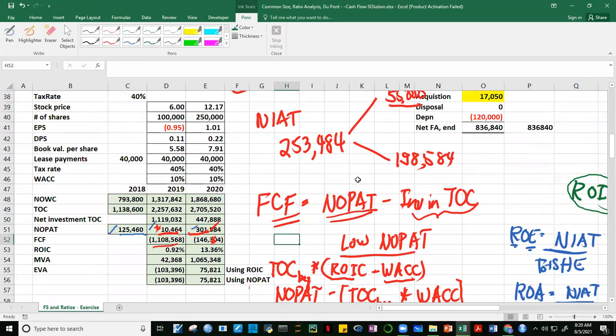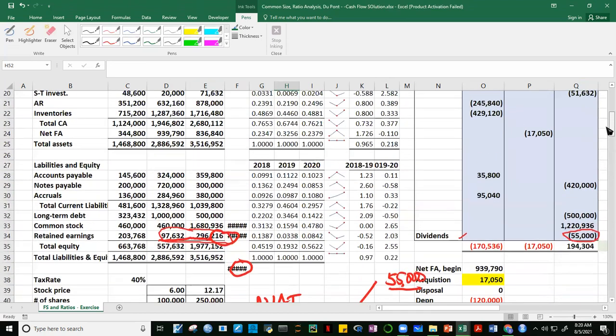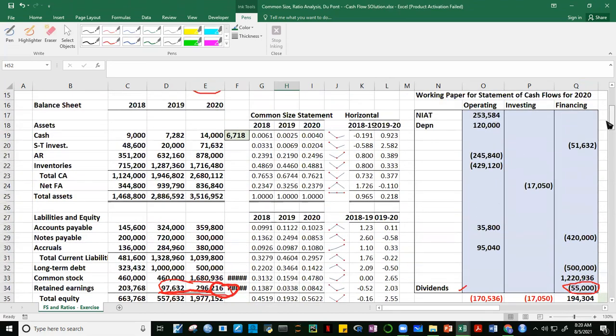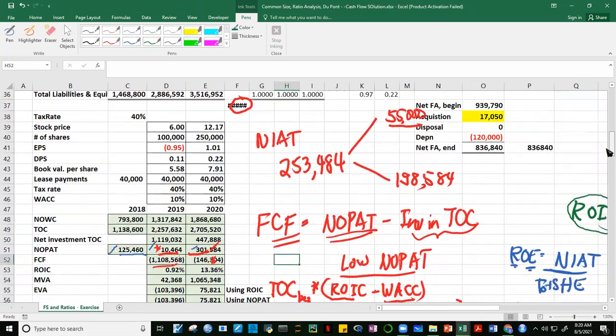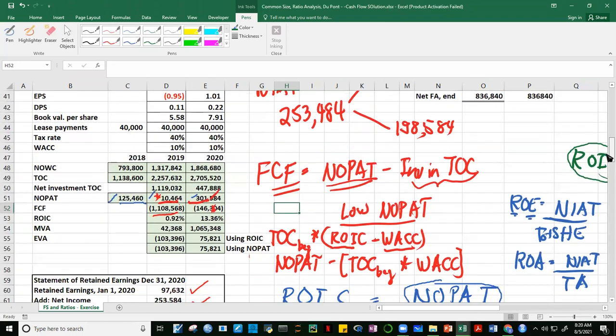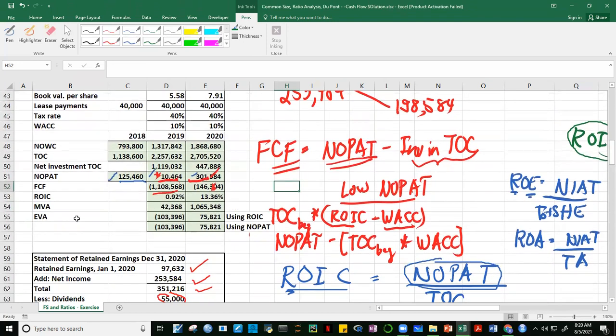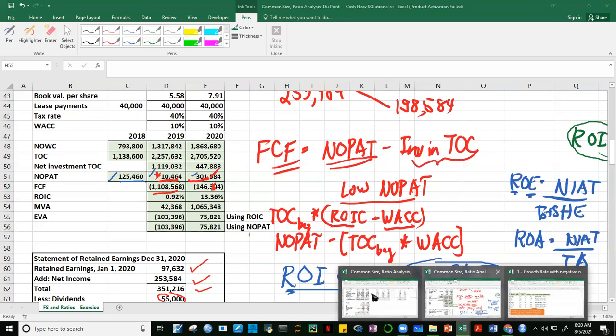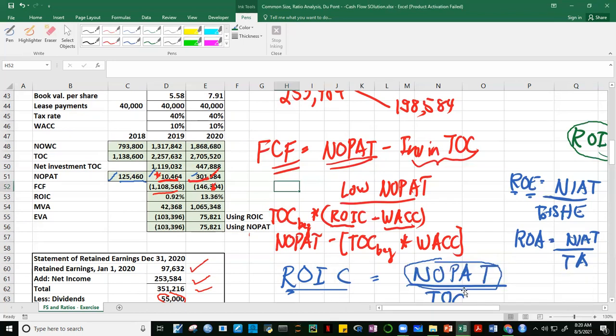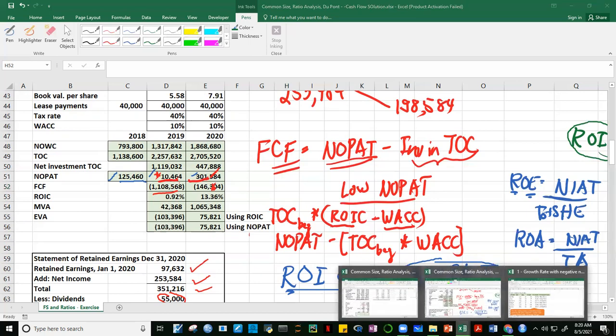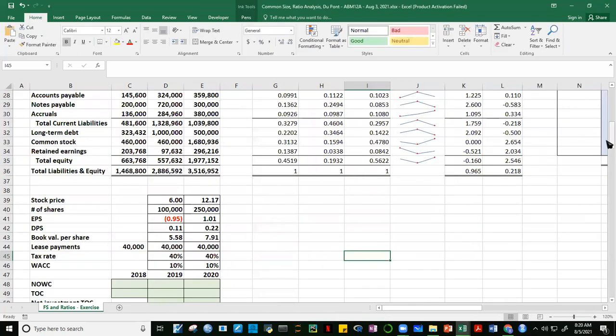Any questions? Any questions about our computation for our construction of the statement of cash flows? And then also the computation here sa EVA, MVA, and ROIC. No questions? Okay. All right, so let's now continue working on this.